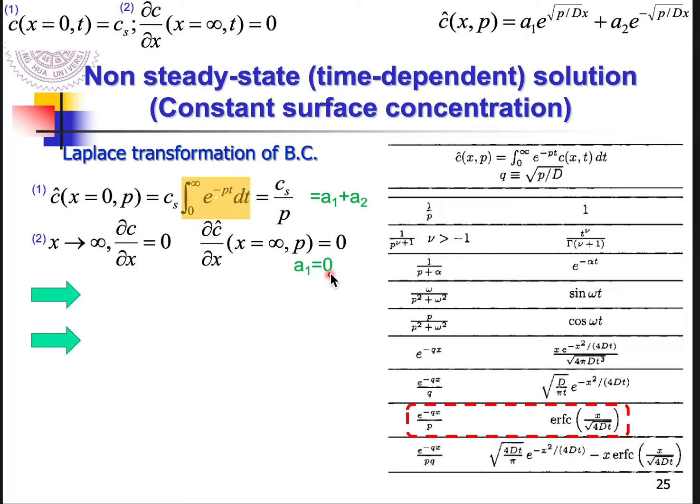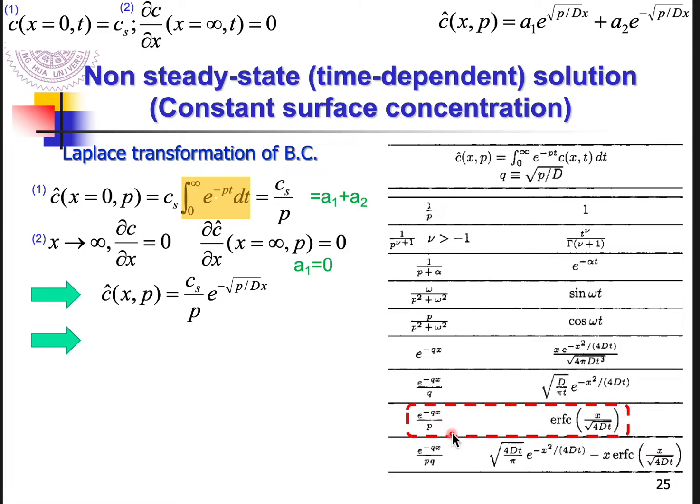Because A1 equals 0, I got that A2 is CS over P. So only CS remains, and this drops the other term out because A1 equals 0. So the solution of C hat is CS over P times the exponential term here. And you check the table. If you have a solution in the P domain expressed like this, then when you convert it back to the T domain, it can be expressed like this.